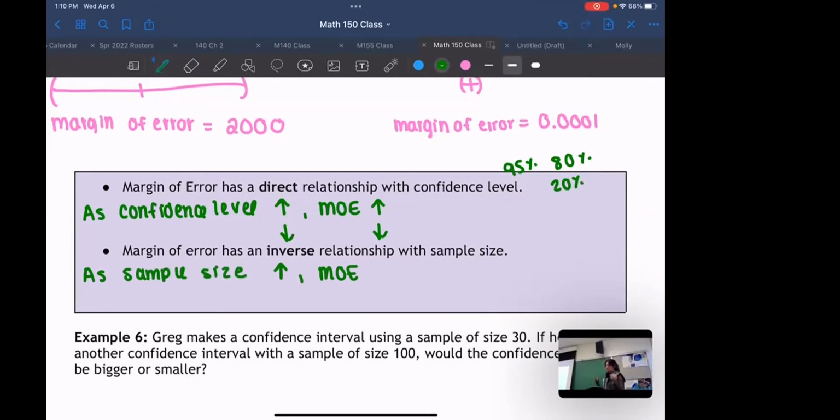Okay, so we're talking about sample size and how big or small the interval is. As the sample size increases, what happens to the margin of error? Decrease, right? Inverse relationship means they do the opposites. When you inverse something or you invert, you're reversing it, you're turning it upside down, you are doing the opposite. Okay. So as sample size decreases, margin of error will increase. Any questions so far? Cool.